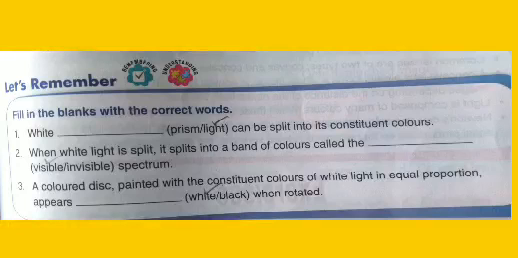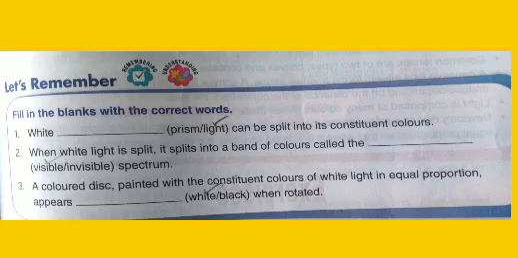Let's solve page 237. Let's remember correct words. Number 1. White dash prism light can be split into its constituent colors. The answer is white light. Number 2. When white light is split, it splits into a band of colors called the dash, visible or invisible spectrum. The answer is visible spectrum.